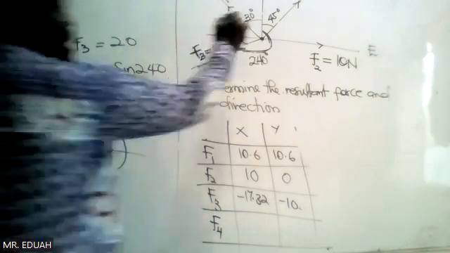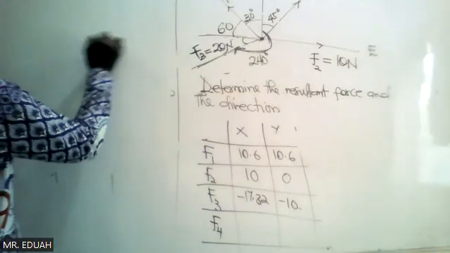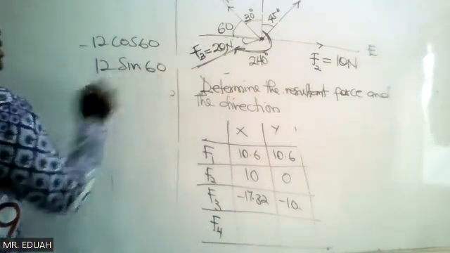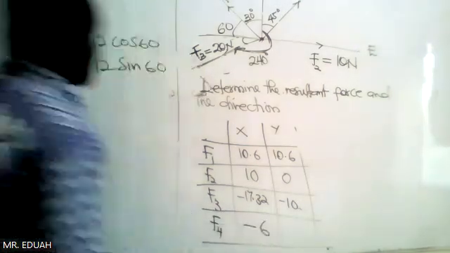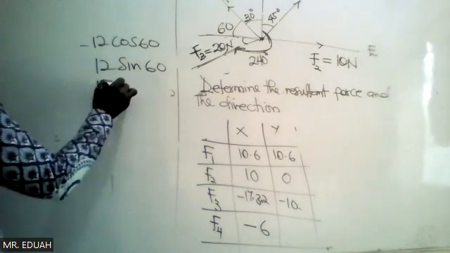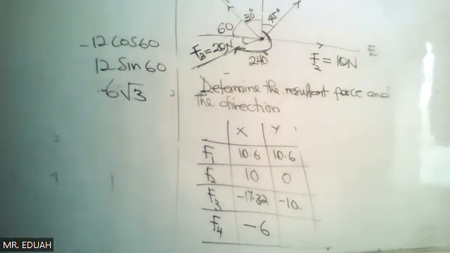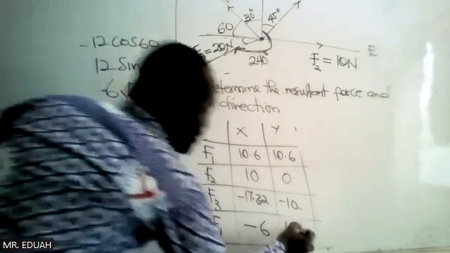F4, the angle left to the x-axis is 60. So it means that the x component will be 12 cos 60, negative, and then 12 sine 60 to be positive. Cos 60 is half, so this is negative 6. And this is 12 by 6 root 3. What is 6 times root 3? 10.39.